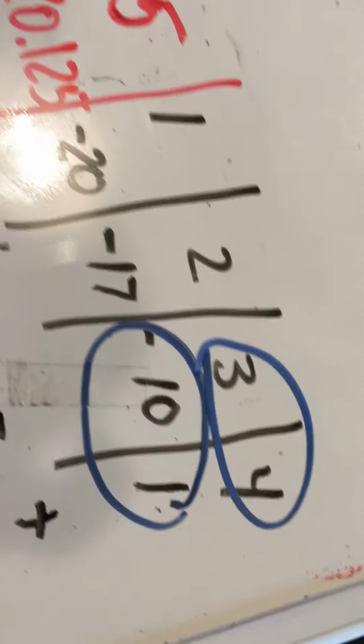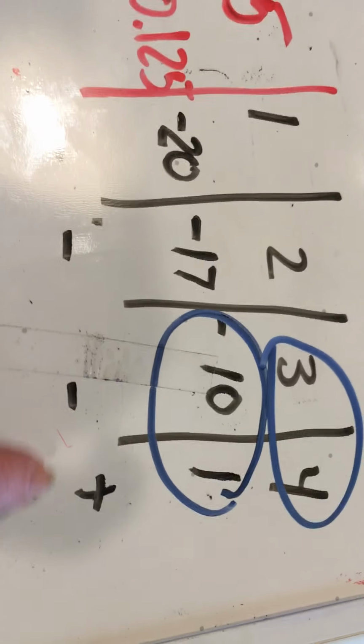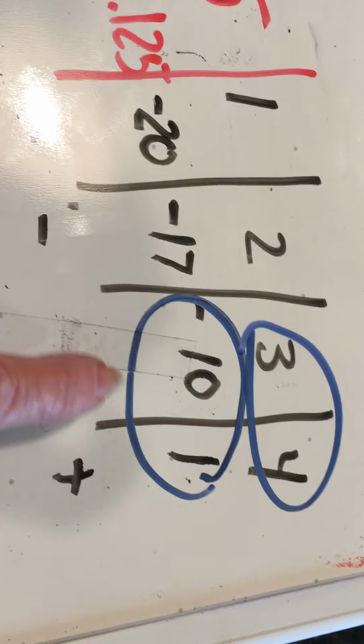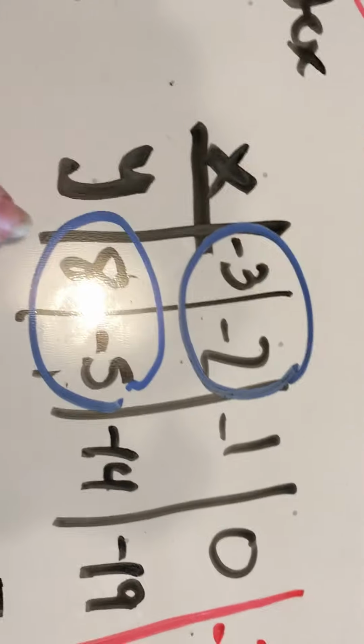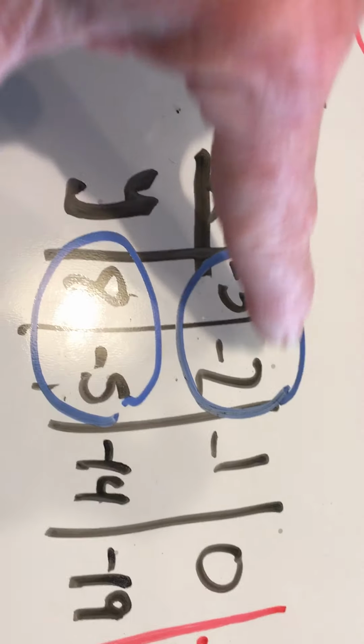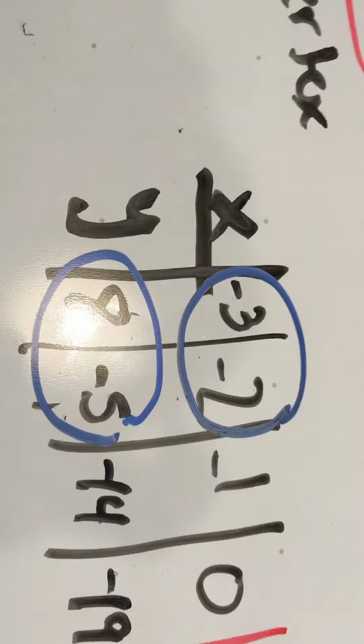I'm looking for sign changes. It went from negative to positive here, from negative 10 to 1. So I have an x-intercept between 3 and 4. Come down to here, it went from positive to negative. So there's an x-intercept between negative 3 and negative 2.